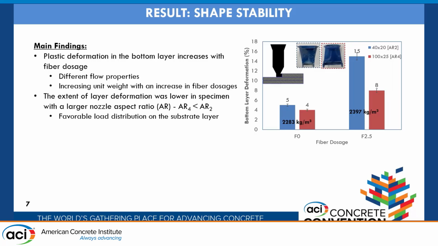So in this case, our results show that the fiber reinforced mixtures generally had higher plastic deformation on the bottom layer, and this is of course due to the differences in the flow properties. The material with the high dosages of fiber reinforcement requires a lot more addition of superplasticizers, to be able to accommodate printing at such a high dosage of material. So by this, the rheological properties have obviously degraded, which has led to more deformation in the bottom layer.